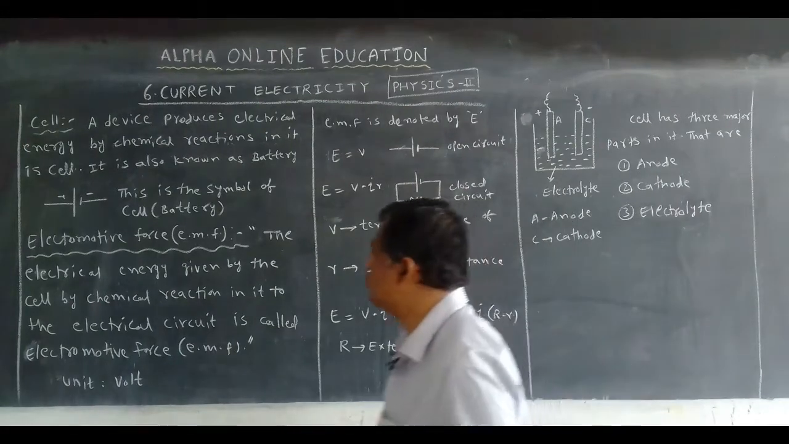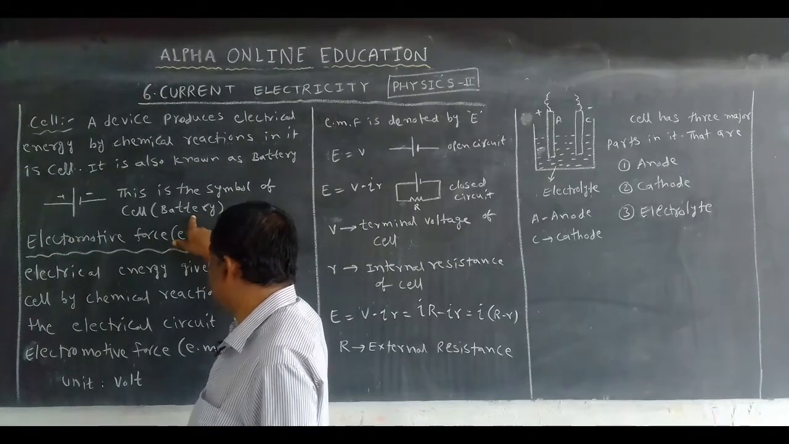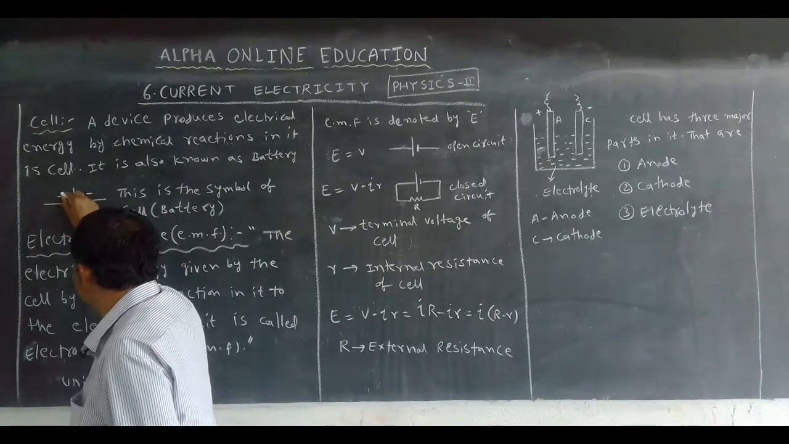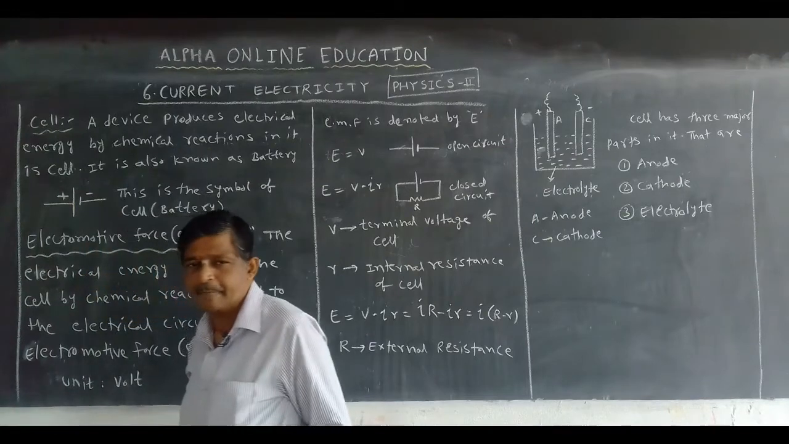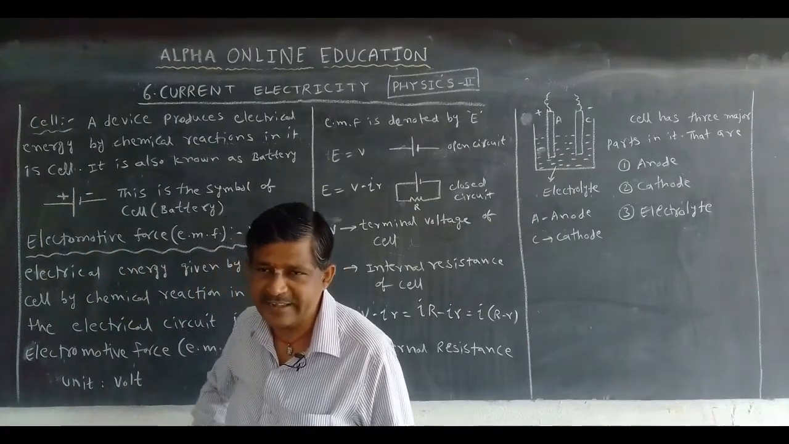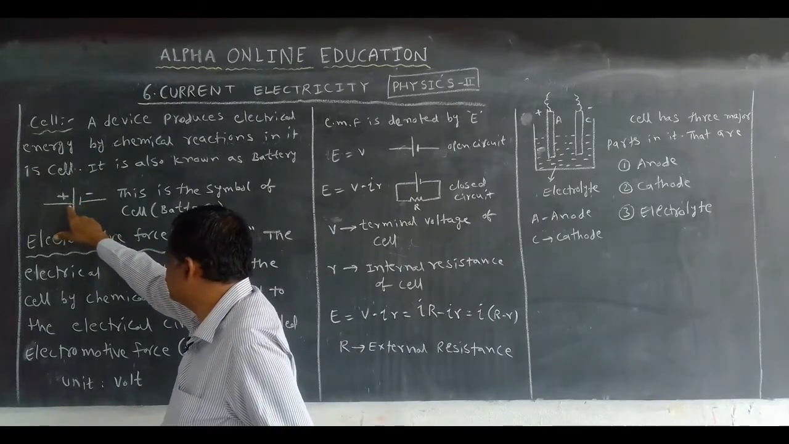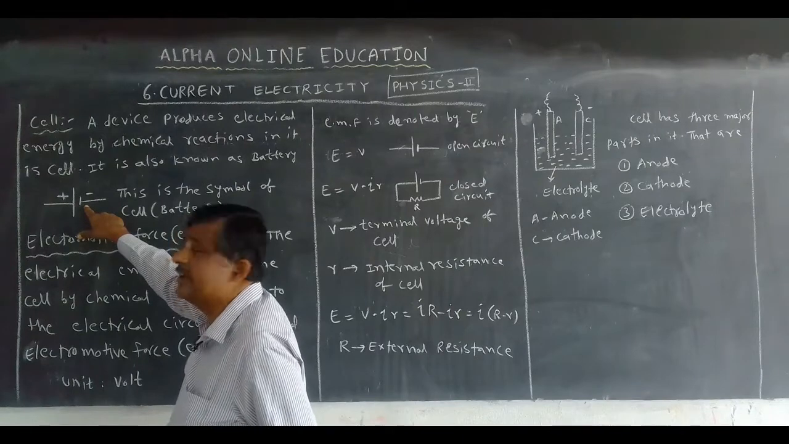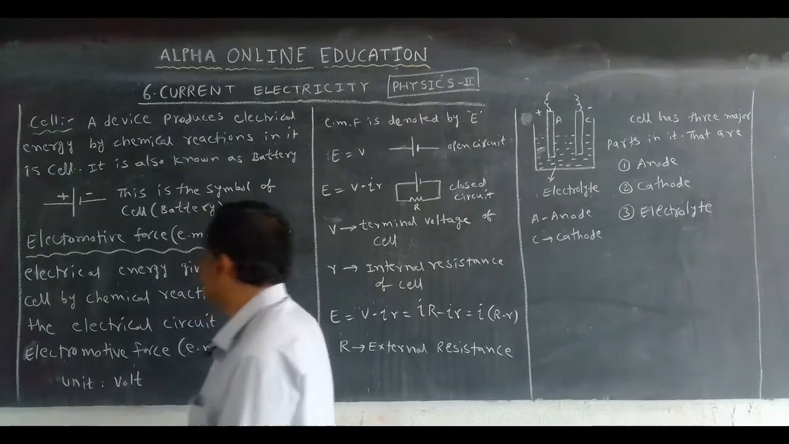But how can we denote the symbol of the cell? This is the symbol of the cell or battery. One line should be big, another line should be small. The bigger line indicates the positive charge and the smaller line indicates the negative charge. Both should be parallel, but one should be big, another small. This is the symbol of the cell or battery.